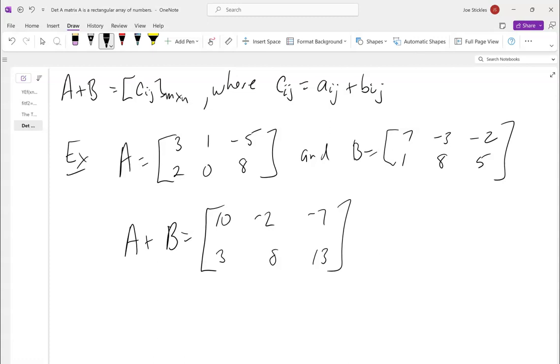Again, if you're comfortable adding vectors, then you should be pretty comfortable adding matrices. It's the same concept. As a matter of fact, if you think about taking this rectangular array and just moving the rows and putting them on the ends, you can just think of a matrix as a big long vector. We can think of these particular matrices, for example, as being a 6-dimensional vector.